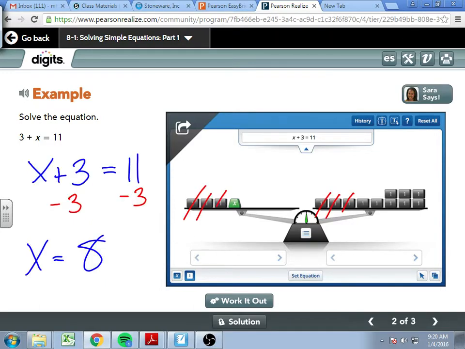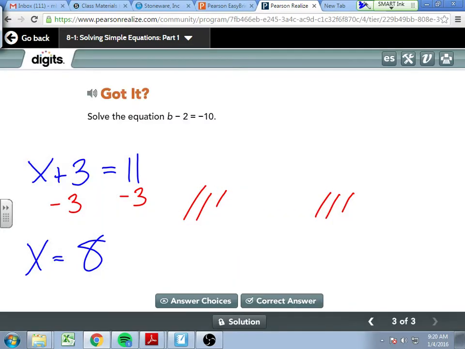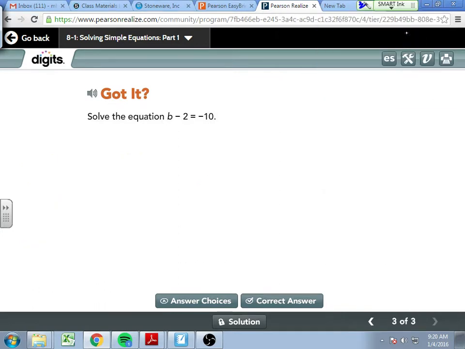No questions on this? Solve the "got it" problem, which doesn't have "got it" on the notes. I don't know why that's not there. But we have b minus 2 equals -10. Be careful with the negative.